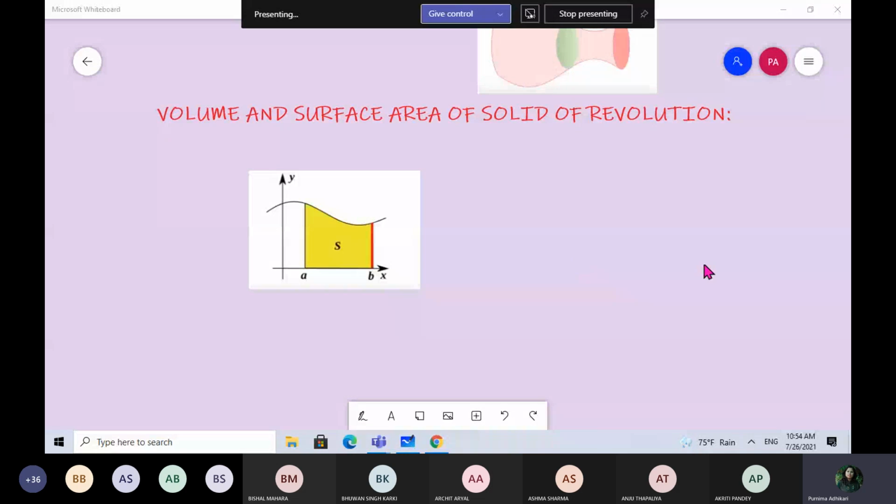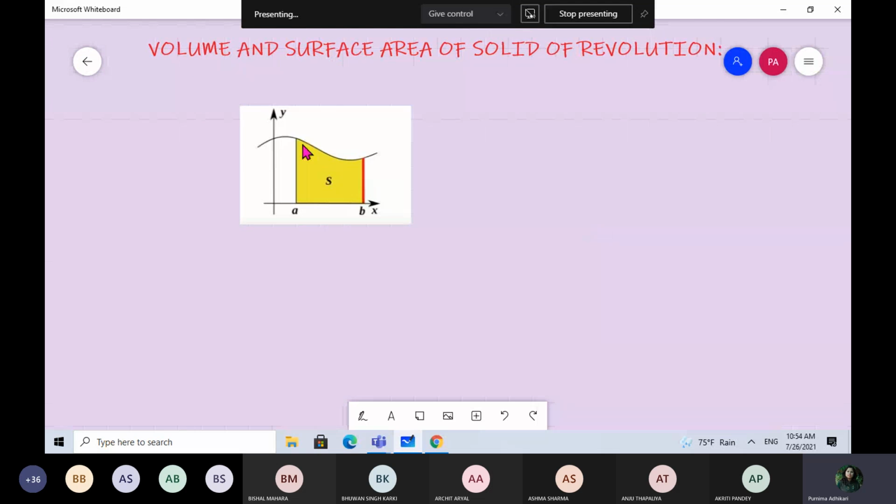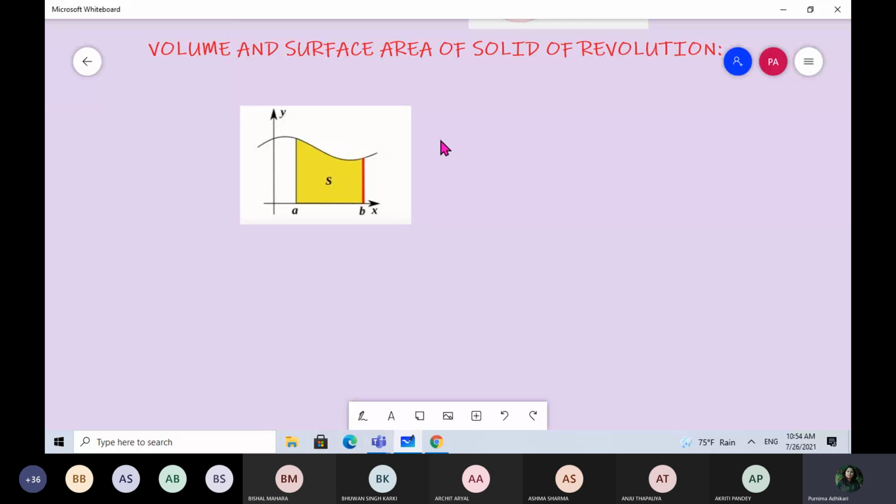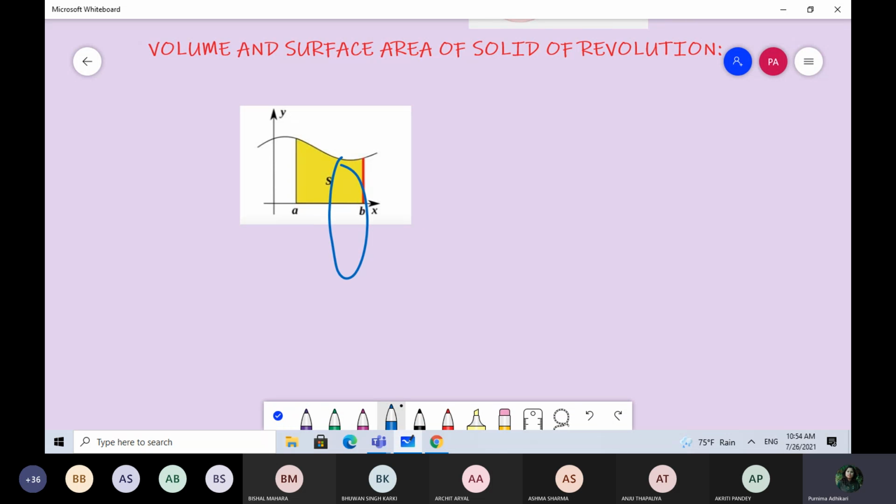Okay. So suppose this is any curve, and this curve is rotating about the x-axis. So you have to see that the distance from the curve remains the same, keeping it equidistant between the curve and the x-axis, when you rotate this curve about the x-axis. After one complete rotation, after a 360-degree rotation, what are you going to get?